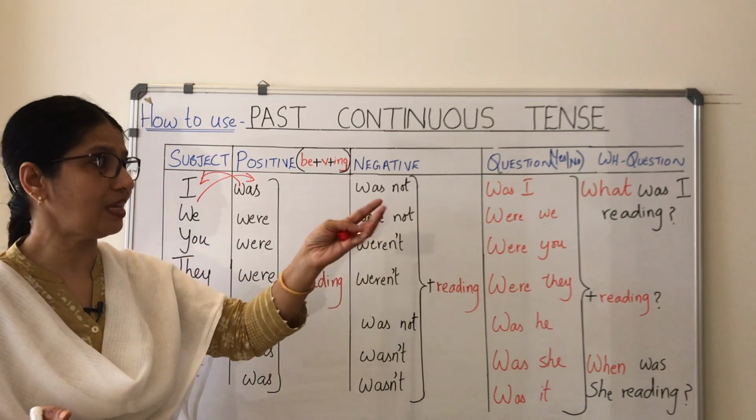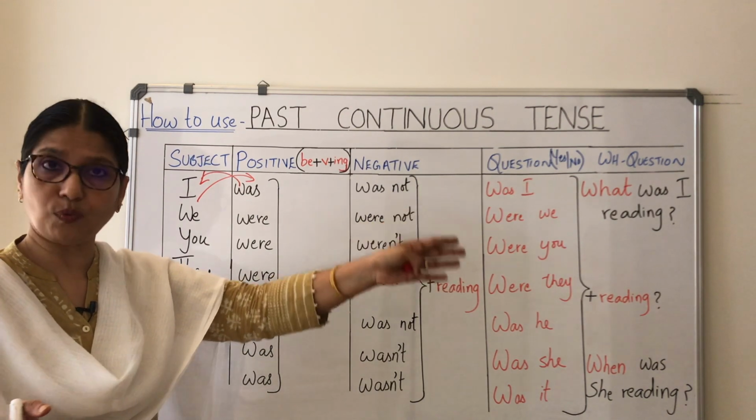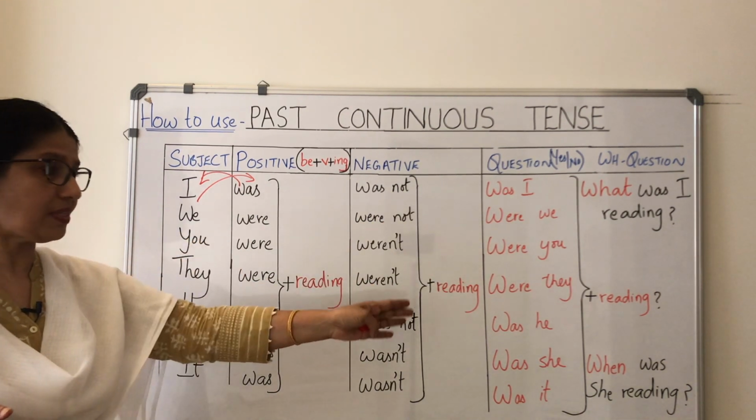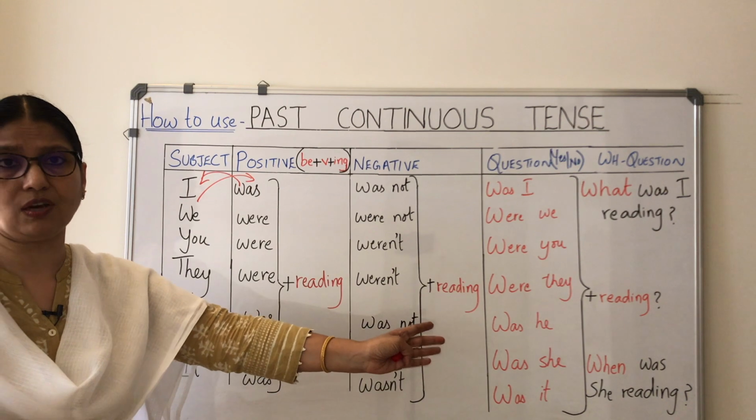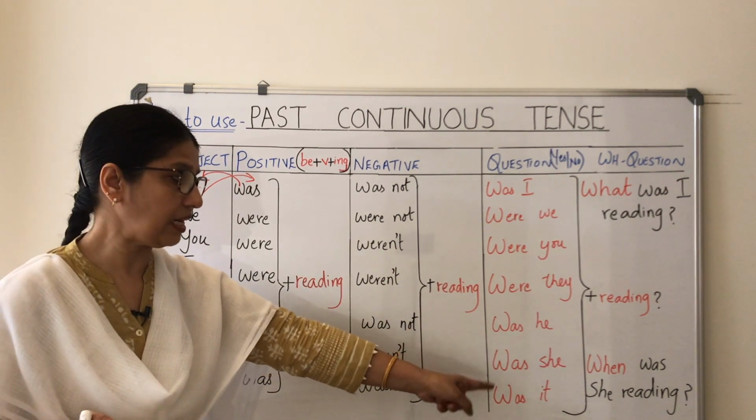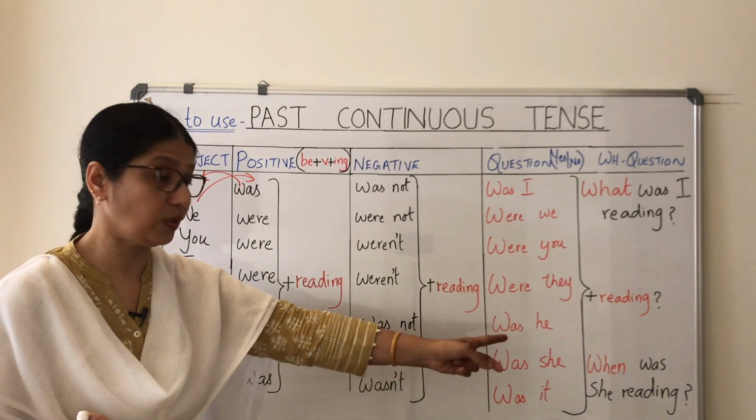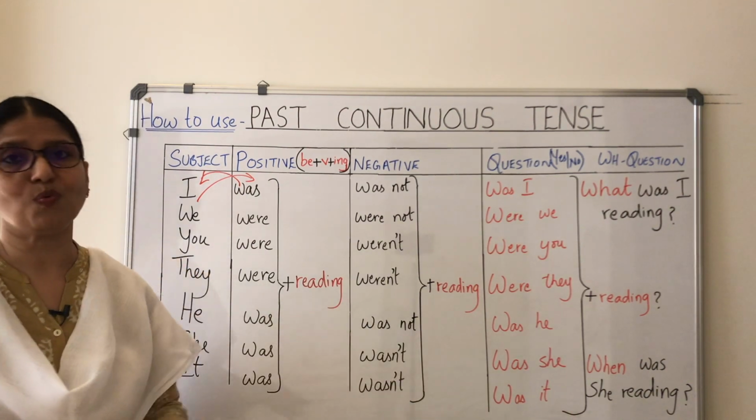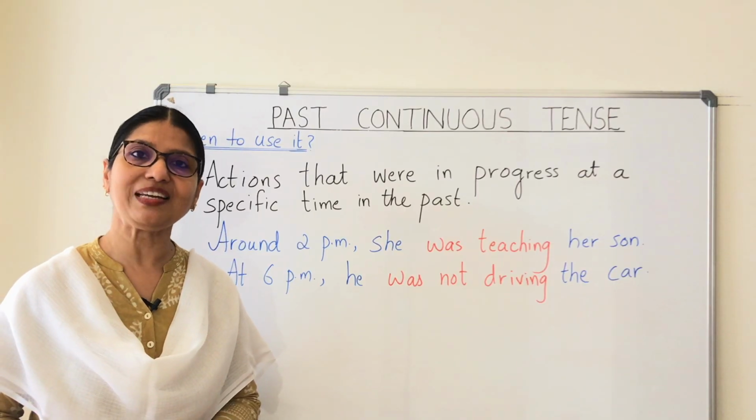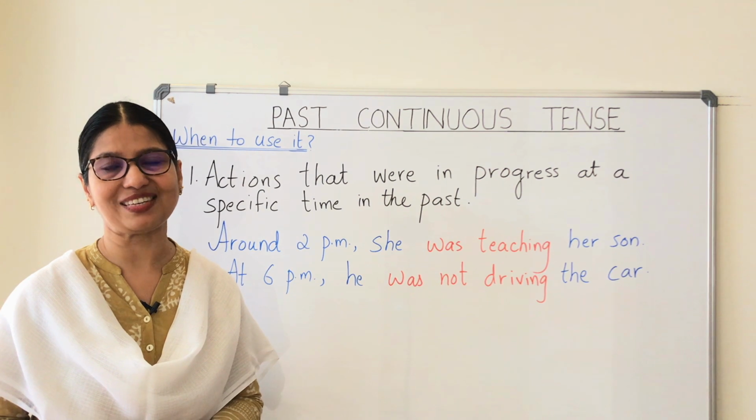So I can use the same thing with the next one. What were you reading? And with the singular subject you have he, she or it. Was she reading? So you add the word when. When was she reading?